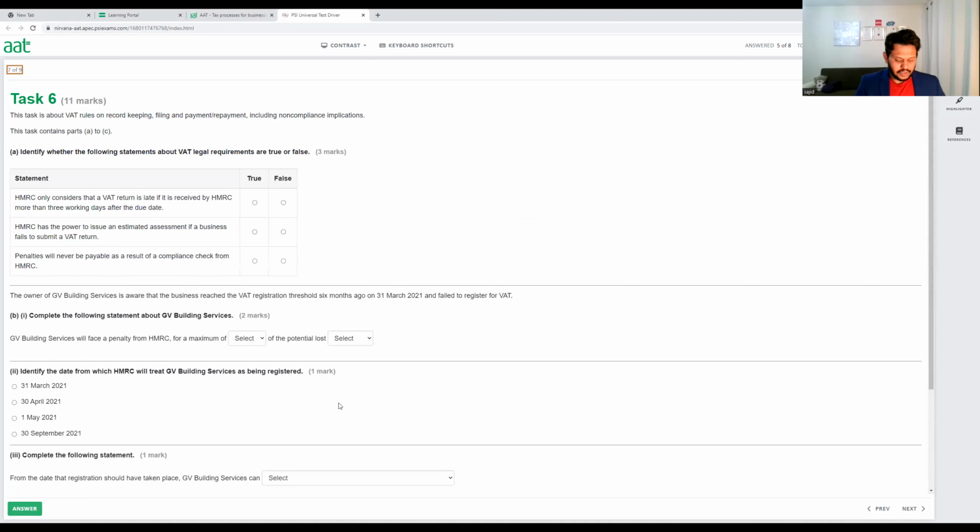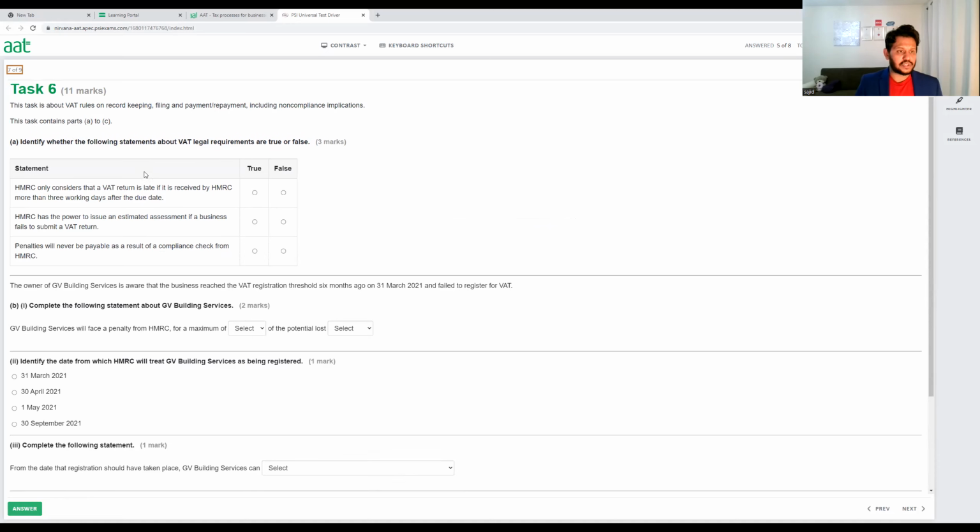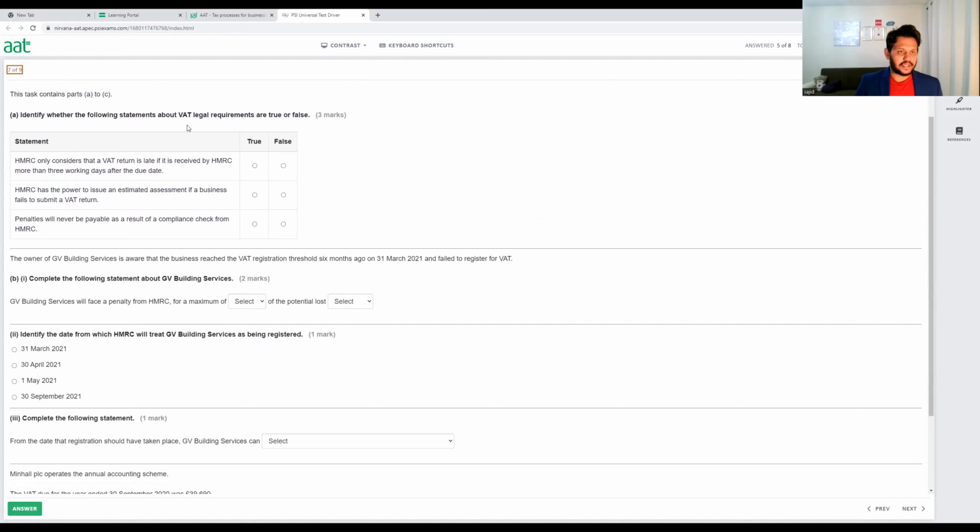And the next one we have question number 6. So let's have a look at what we have on the 6. For 11 marks, it says this task is about VAT rules on accounting, record keeping, filing, and the payment and repayment, including the non-compliance implications. This task contains A to C. Identify whether the following statements about the VAT legal requirements are true or false.